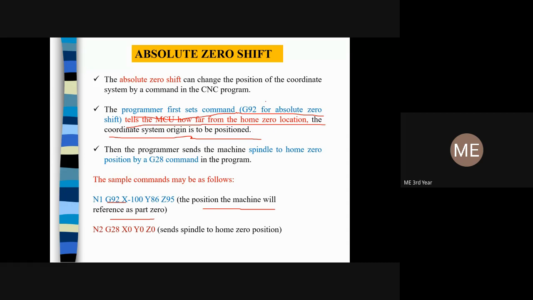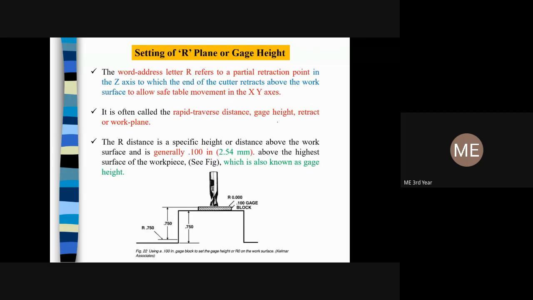So this is the thing, the absolute zero shift is important for CNC programming. Now this is the gauge height that I have already told you. The cutter tool radius compensation is important for milling, and this setting of R plane or height compensation is important for drilling purposes. This is nothing but the height from the surface of the workpiece. This is the safe side, and generally 0.1 inch, or 2.5 millimeter, above the highest surface of the workpiece is given, which is known as the gauge height.